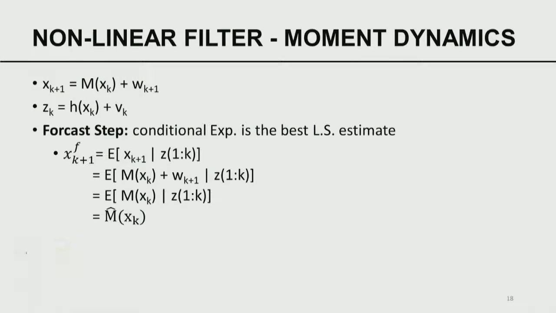So given these, we are now going to look at how to derive the moment dynamics from the dynamics of probability density functions. That's what we are after now. Consider a nonlinear dynamics given by this, and a nonlinear observation given by this. What is the forecast step? The conditional expectation is the best estimate. I hope it is clear from our discussion of the statistics. The conditional expectation is the best linear estimate, and we are now going to look at the best way to compute this conditional expectation of the forecast.